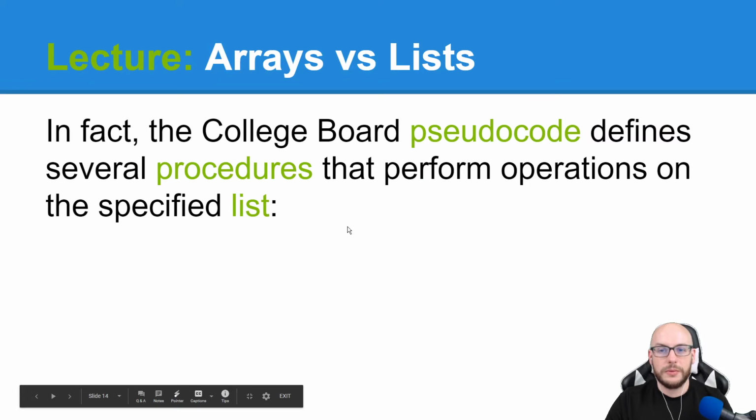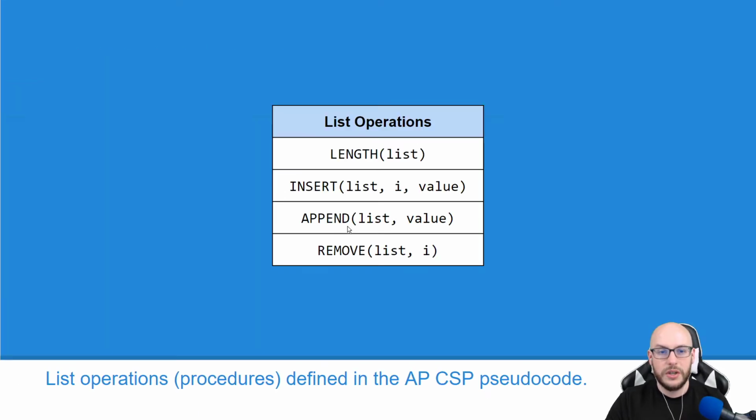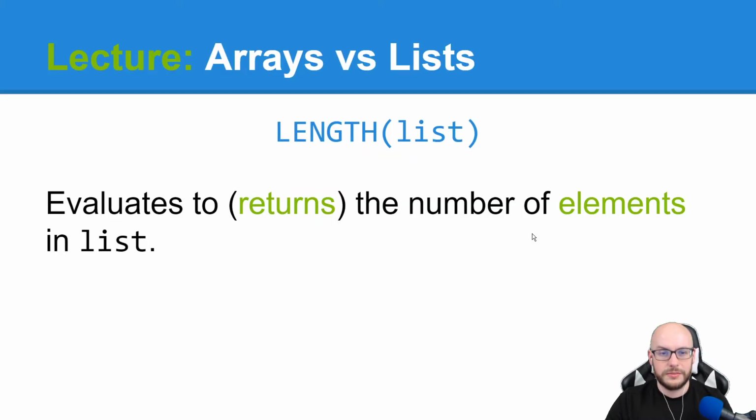In fact, the College Board pseudocode defines several procedures that perform operations on the specified list. Here are the 4 list operations: procedures, methods, functions, commands. Command's not a good word. That will work with lists. Okay. The first one we just saw, length. It evaluates, or that is returns, the number of elements in the list.